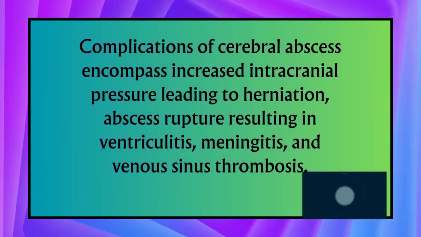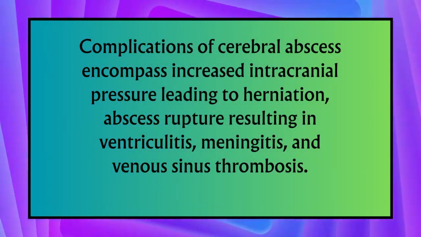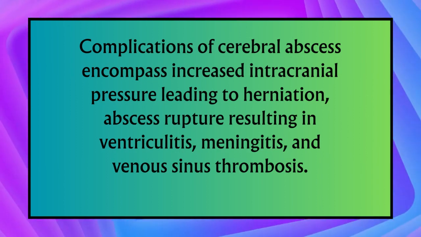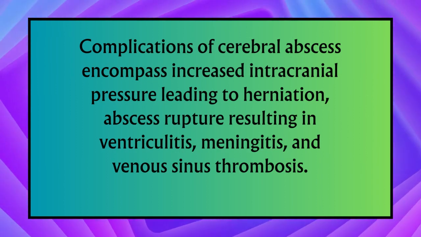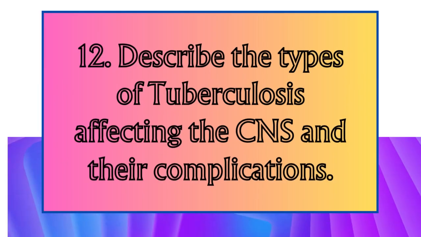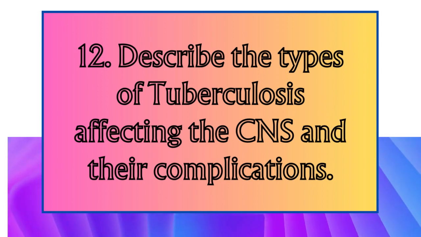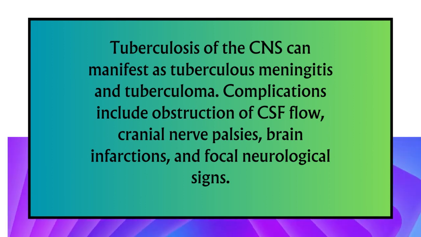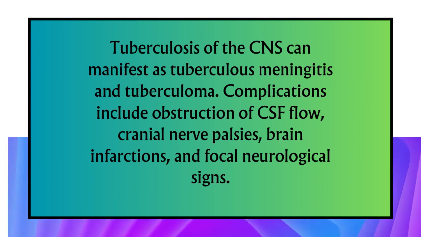Complications of cerebral abscess encompass increased intracranial pressure leading to herniation, abscess rupture resulting in ventriculitis, meningitis, and venous sinus thrombosis. 12. Describe the types of tuberculosis affecting the CNS and their complications. Tuberculosis of the CNS can manifest as tuberculous meningitis and tuberculoma. Complications include obstruction of CSF flow, cranial nerve palsies, brain infarctions, and focal neurological signs.